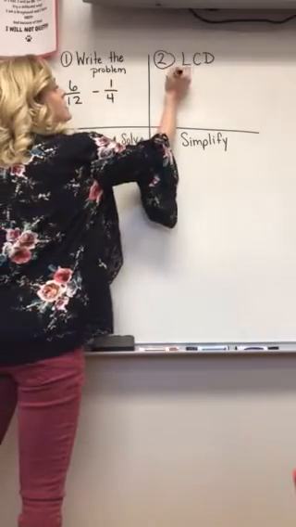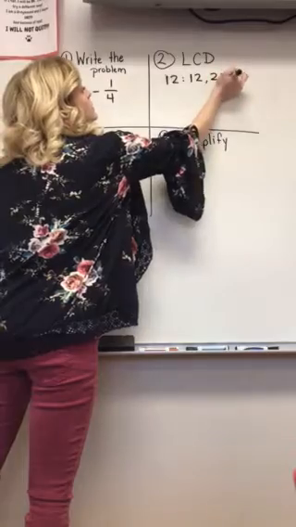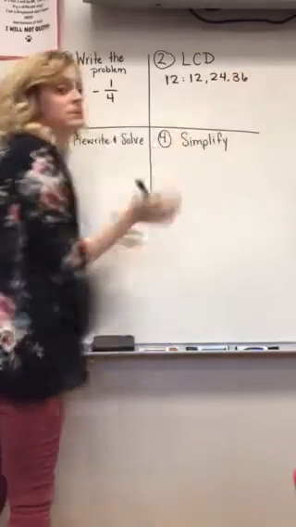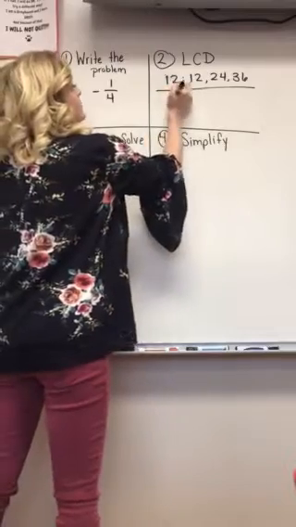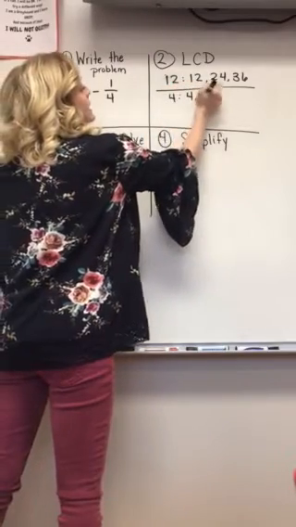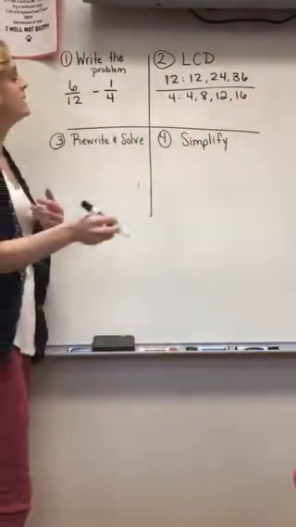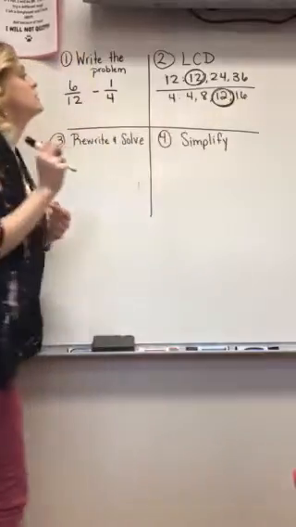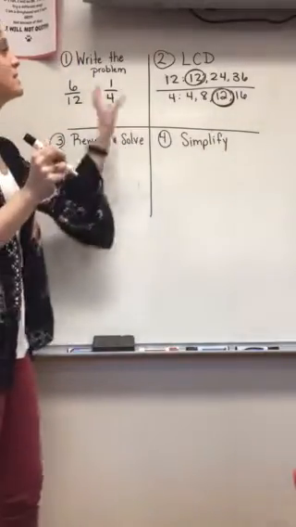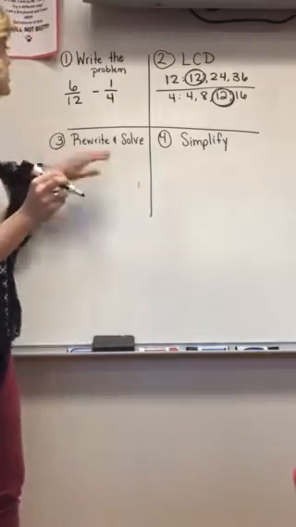Start with 12. 12, 24, 36. We're just listing multiples. For 4, we're going to have 4, 8, 12, 16. Let's go back. Look here. Again, we're getting to a 12. Again, we want the smallest same number. Now let's rewrite and solve.